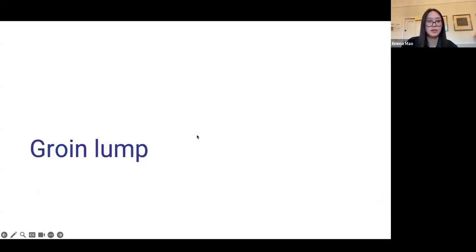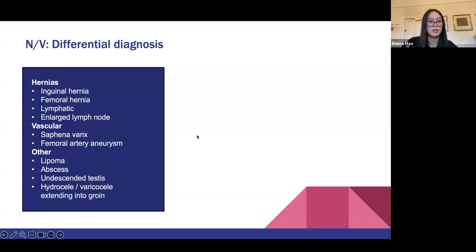Okay, last little bit on groin lumps now. So, different hernias: there are inguinal hernias and femoral hernias. It could be enlarged lymph nodes, and it could be vascular, so a saphena varix or a femoral artery aneurysm. Other things that could be lipoma, abscess, undescended testes, and then hydrocele or varicocele extending into the groin. So swellings of the testicles that are going into the groin.